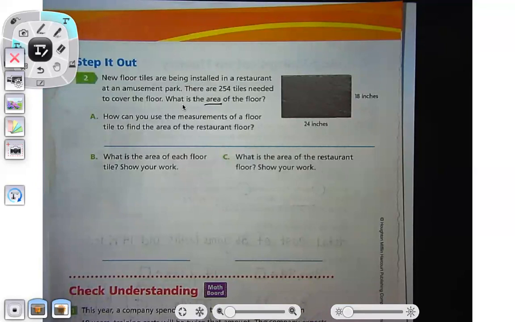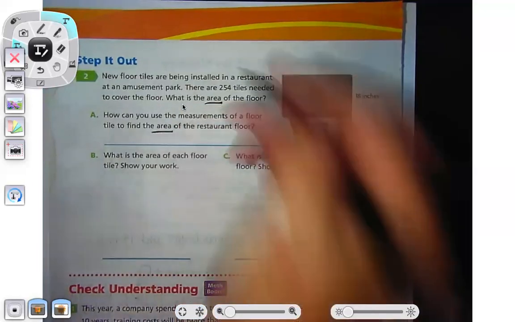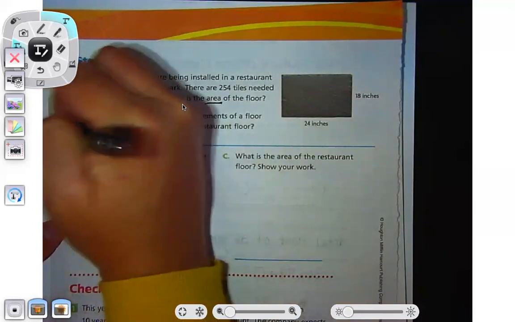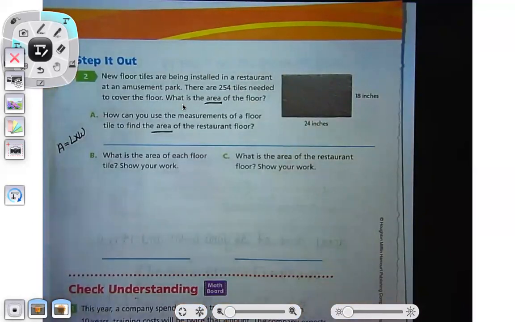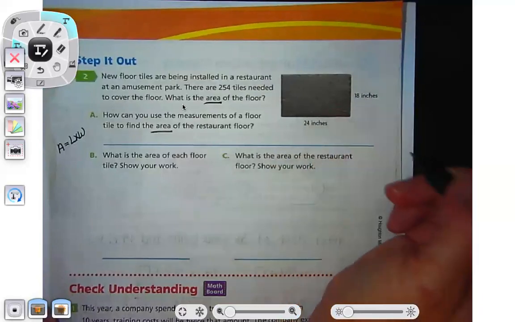Well, I need to have pre-existing knowledge. So I already need to know that area equals the length times the width. That's nothing that we're going to learn or relearn in 5th grade. We need to come in knowing that. So there's your refresher. Area is the length times the width. So how can I use the measurements to find the area?